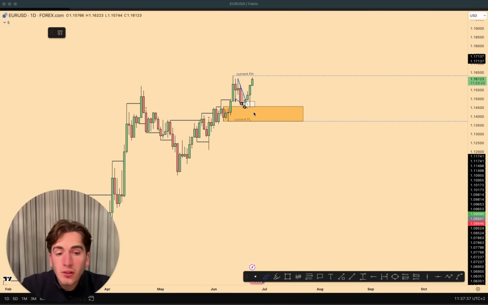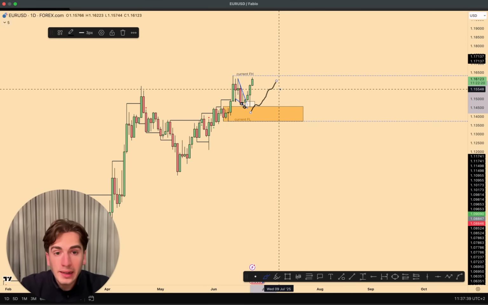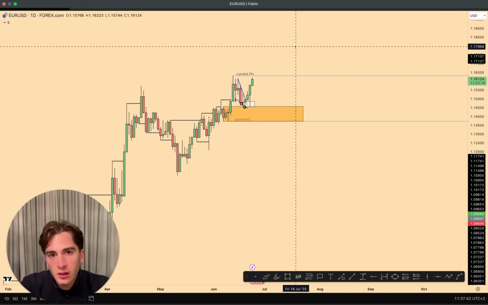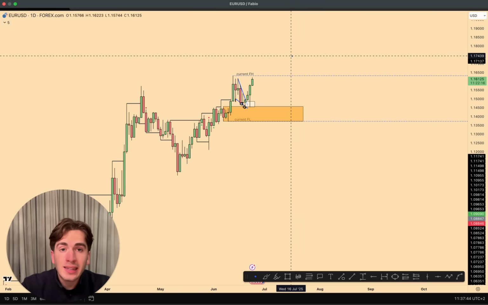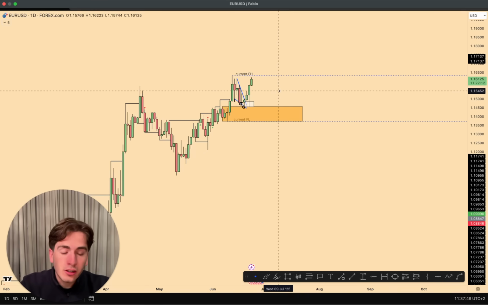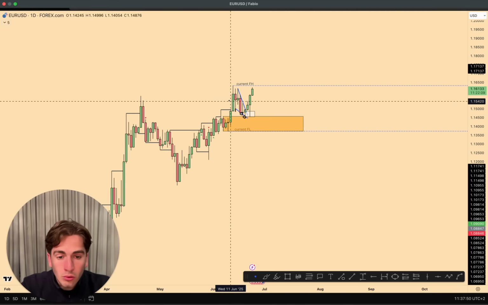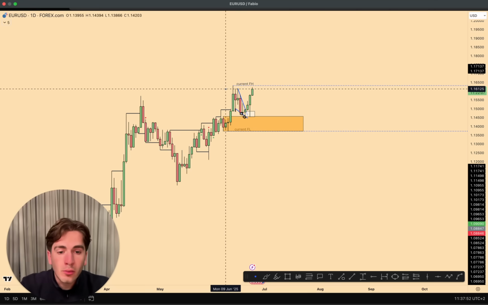EURUSD continues to follow the overall daily order flow back up in towards the highs, and especially after Trump yesterday announced that there was going to be a ceasefire between Israel and Iran, EURUSD decided to push up in line with the overall order flow, and we saw further weakness from the dollar index.